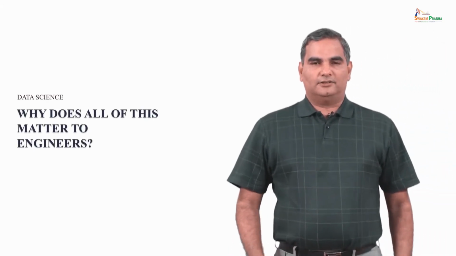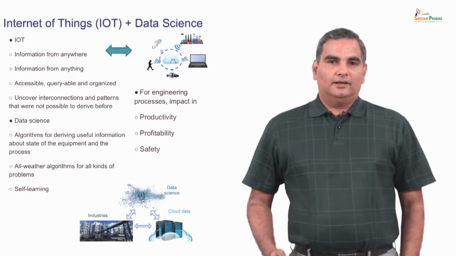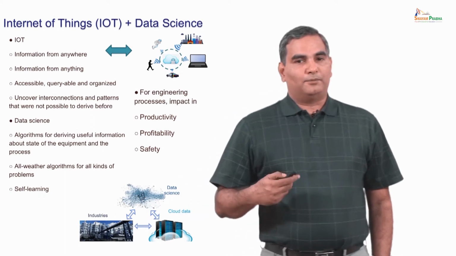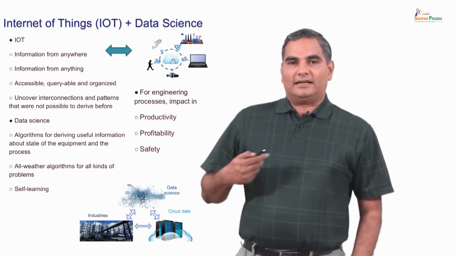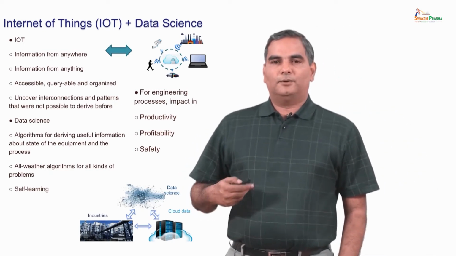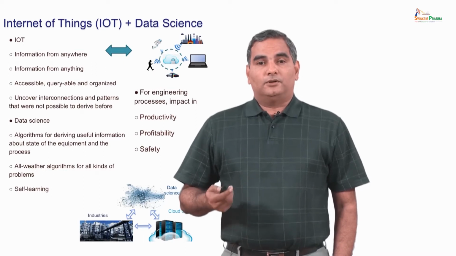Now that we have talked about big data and data science, we might ask this question, why does all of this matter to engineers? It looks like most of this is being bandied about and talked about in a social context. The important thing to note is, with engineering plants of the past, you didn't have lots of data, but with this new notion of Internet of Things, where you have information from anywhere and information from anything, not only do you have information from anywhere and anything, this information is also accessible, queryable, and organized. So this gives the hope that you could actually uncover interactions and patterns that were not possible to derive before.